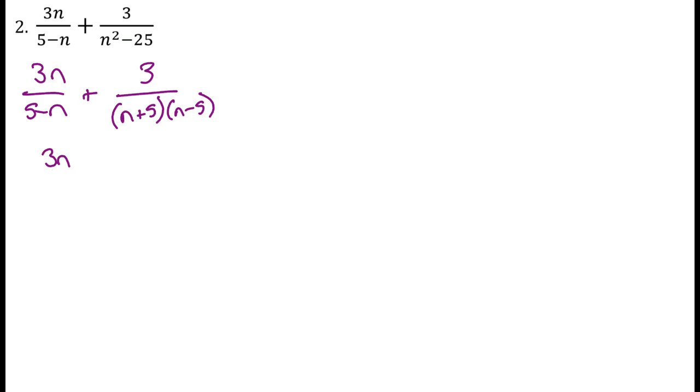Number 2, find the sum here. So to add, I need a common denominator. N squared minus 25, I notice that as n plus 5 and n minus 5, plus 3n divided by 5 minus n. Now, it would be really nice if that 5 minus n was an n minus 5. And luckily it is, I just have to factor out a negative 1. I have to factor out a negative 1 and use the commutative property, and 5 minus n is equivalent to negative 1 times n minus 5.